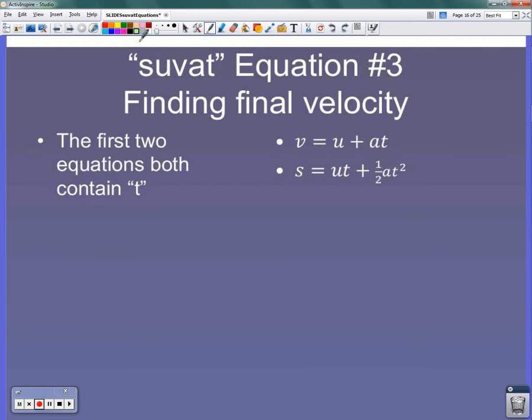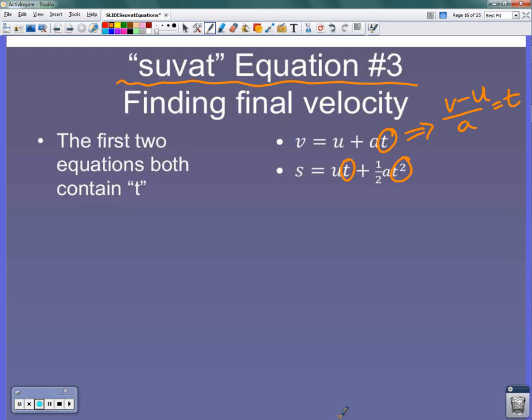All right, number 3. Let's go orange for this one. For number 3, the first two equations that we have derived so far both contain t. There's t in this one, and t actually shows up in two different equations. So what I'm going to do is take this equation here and rearrange it to look like this. All I did was get t by itself: subtracted u from both sides, divided both sides by a, and ended up with that.